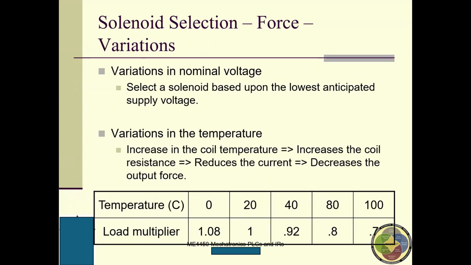So, variation in nominal voltage. Select a solenoid based upon the lowest anticipated supply voltage. A variation in the temperature: this is an increase in the coil temperature. If the coil temperature increases, the coil resistance will increase, reduce the current, and decrease the output force. This is output force.